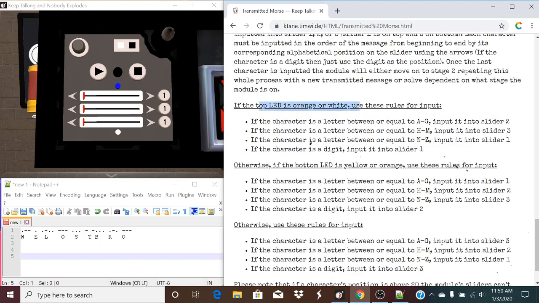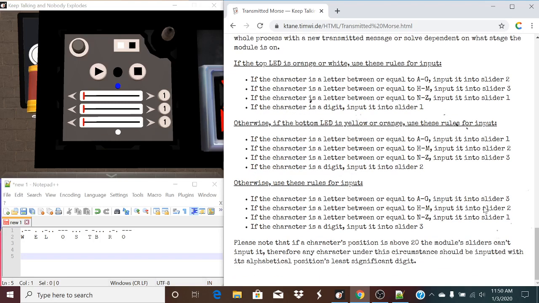The top LED is orange or white. No, it's blue. The bottom LED is yellow or orange. No, it's white. Using these rules again for input. Alright. So here's actually a first situation where we have to worry about the character's position being above 20. Whiskey is equal to 23. So what this means is that we're essentially just going to input 3, because that's the least significant digit.